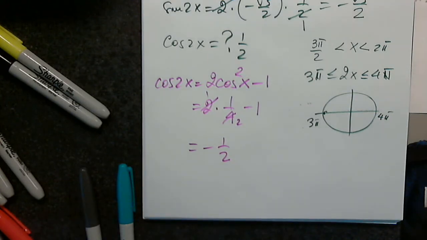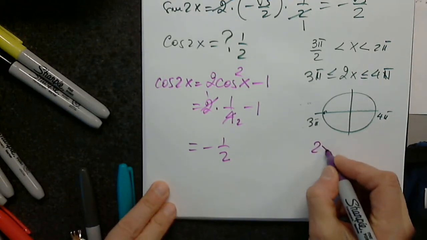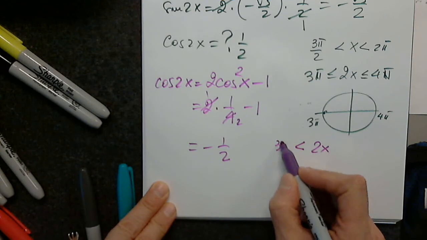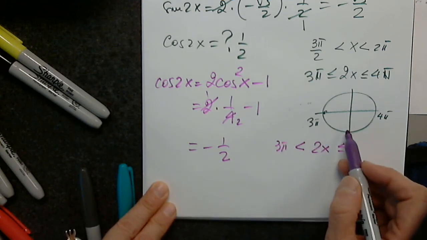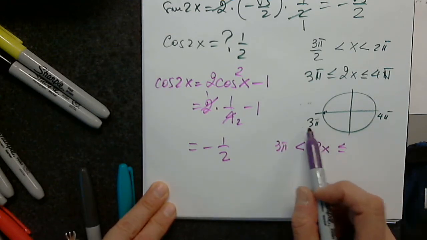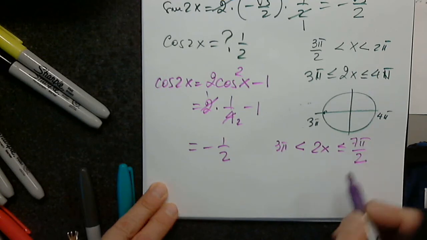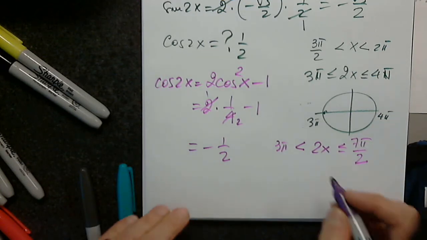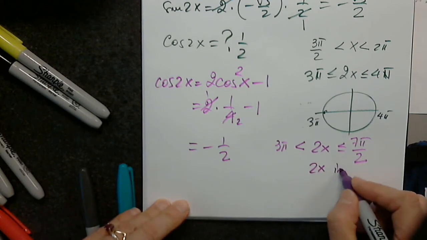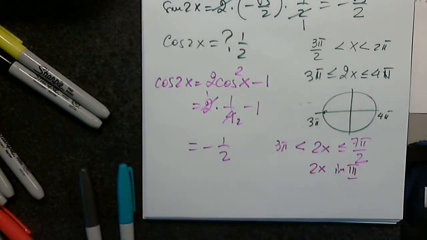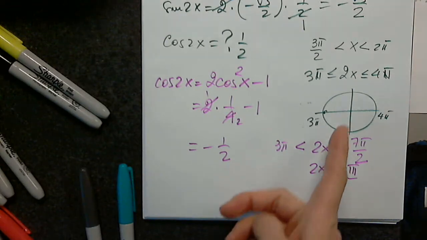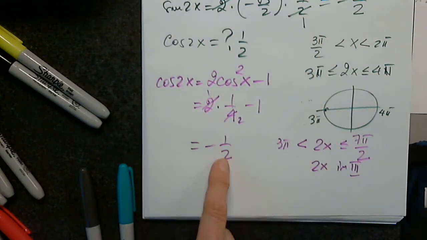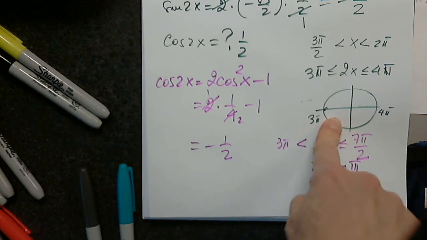But now I guarantee, and I can say for sure, that 2x is an angle between 3π and 3π plus π/2, so 7π/2. Or you can say 2x, that's fine too, in the third quadrant, for sure. Because only in the third quadrant is its sine negative and its cosine negative. So it must be in the third quadrant.